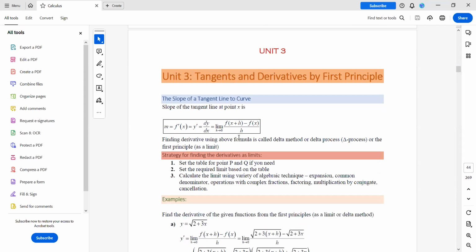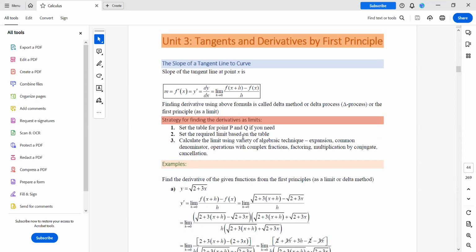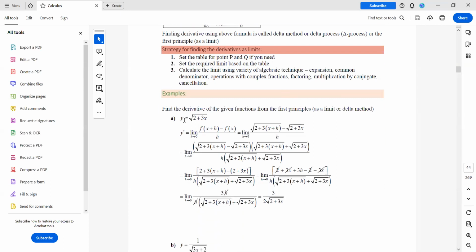And yeah, let's talk about slope of tangent at a point. So the formula is the limit as h goes to 0 of f of x plus h minus f of x over h. Now let's look at this question real quick. This question says y is equal to the square root of 2 plus 3x. Now the formula is what? y prime is equal to the limit as h goes to 0 of f of x plus h minus f of x over h. So what I'm going to do right now is this f of x, right, is the square root of 2 plus 3x, which is what I have here.